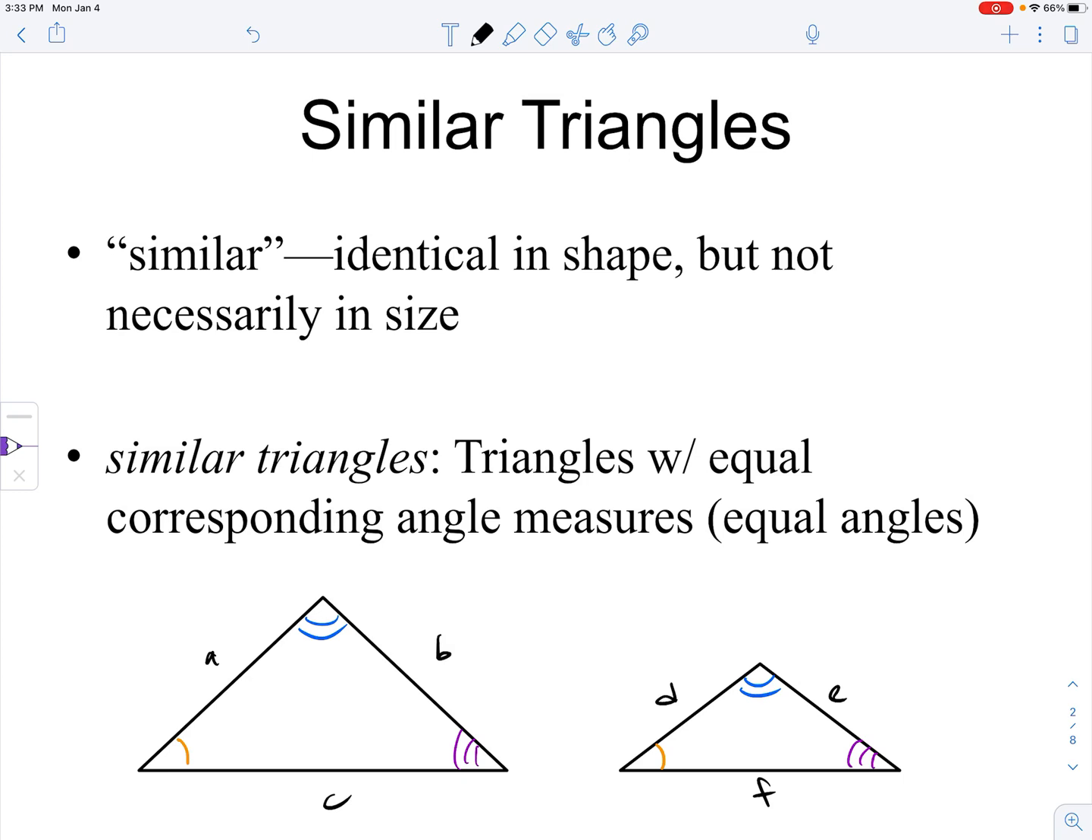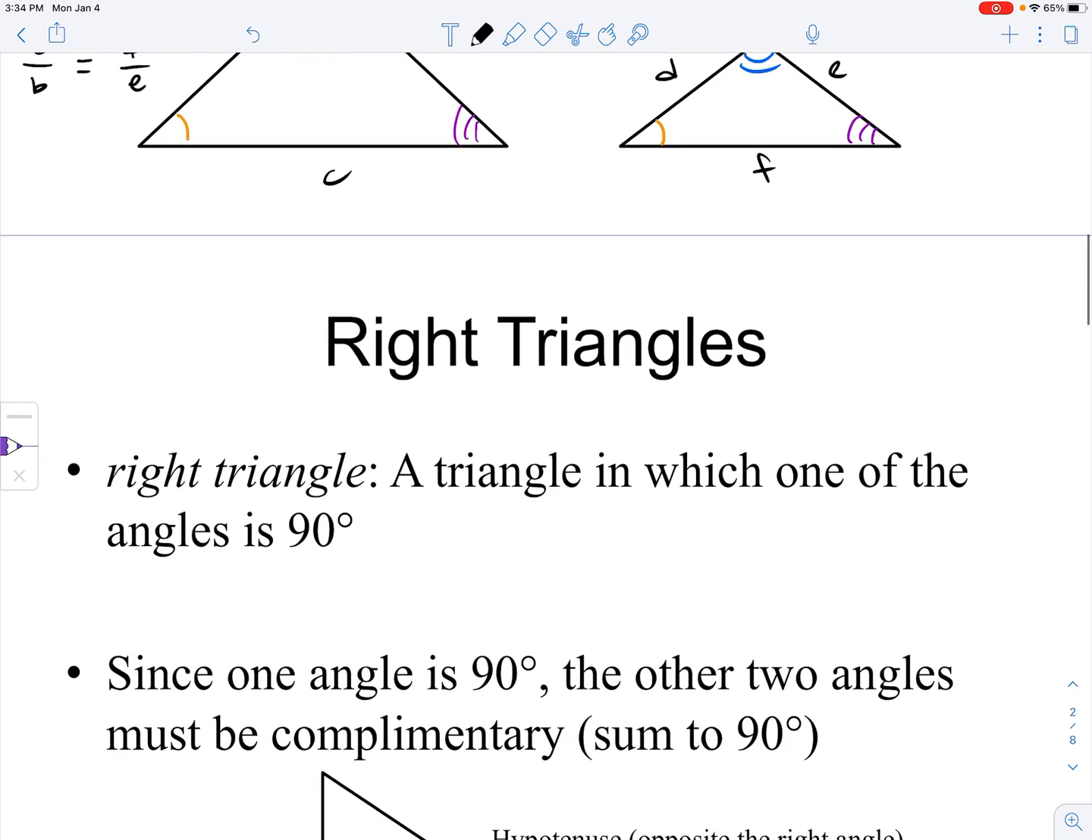But there is a relationship between the side lengths, or the ratios of the sides, of triangles that are known to be similar. So, for example, if we took the ratio A over C, that would be equal to, from the second triangle, D over F. Or if we took the ratio from the first triangle, C over B, that would be equal to, from the second triangle, F over E. And so on.